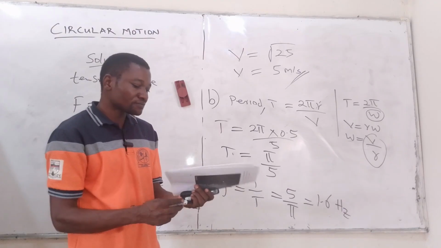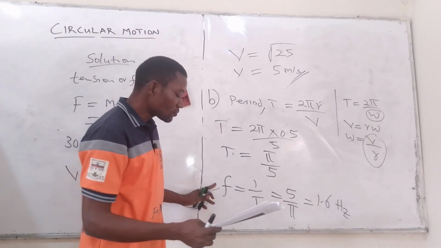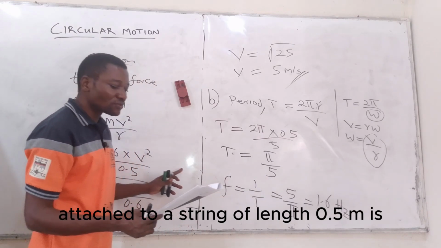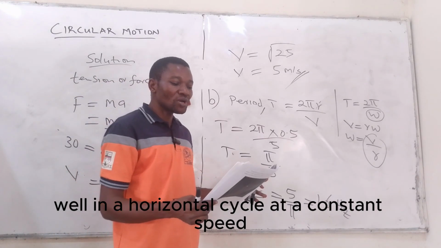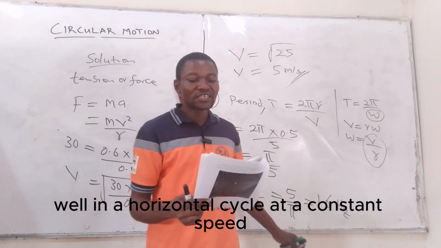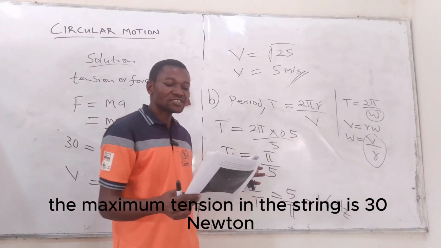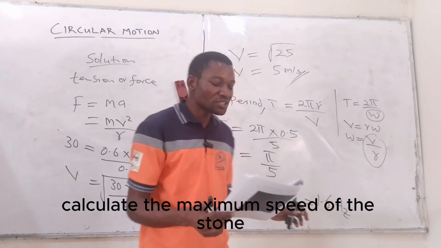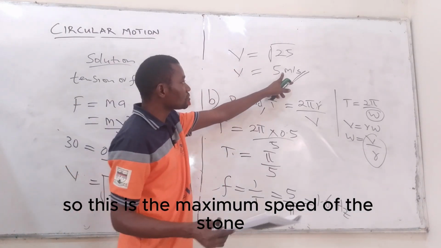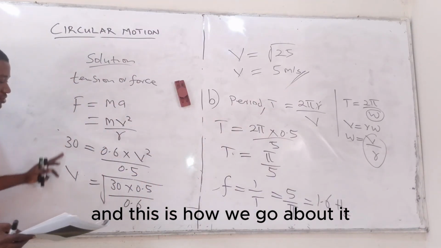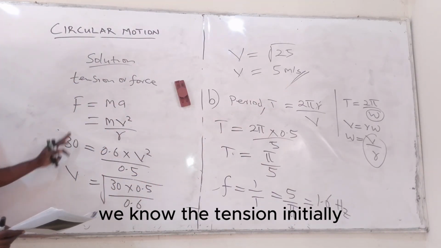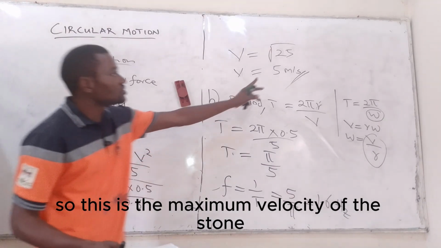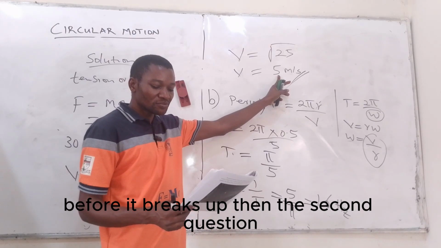So in the equation that we are to find, a stone of mass 6 kilogram attached to a string of length 0.5 meter is whirled in a horizontal circle at a constant speed. If the maximum tension in the string is 30 Newton before it breaks, calculate the maximum speed of the stone. So this is the maximum speed of the stone, and this is how we go about it. We know the tension initially, so from here we are able to calculate the velocity. So this is the maximum velocity of the stone before it breaks.